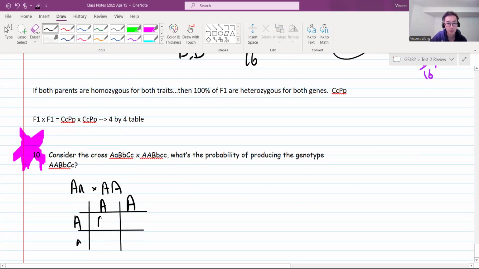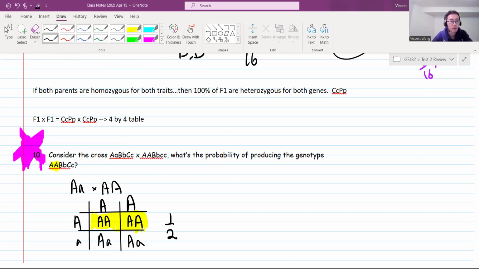Okay. By now, this should be automatic. There you go. And what's the question asking us to find? Which of these genotypes are we looking for? Well, it says what's the probability of producing big A, right? So there's big A, big A. There's another big A right here. What fraction is that? One over two, right?